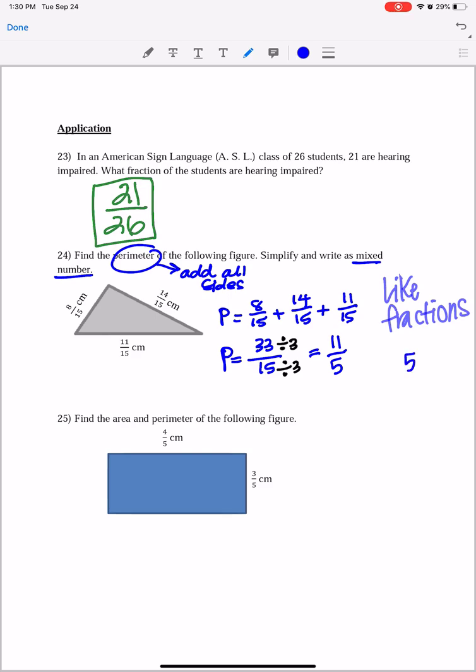So how many times does 5 go into 11? That is twice. 2 times 5 is 10. Subtract and we get 1. So my final answer here is my perimeter is 2 from up here. My remainder is the numerator, so 2 and 1, keep it over the same denominator, 2 and 1/5. Because we're finding perimeter, we also need units here, so the perimeter is not just 2 and 1/5, it is 2 and 1/5 centimeters.